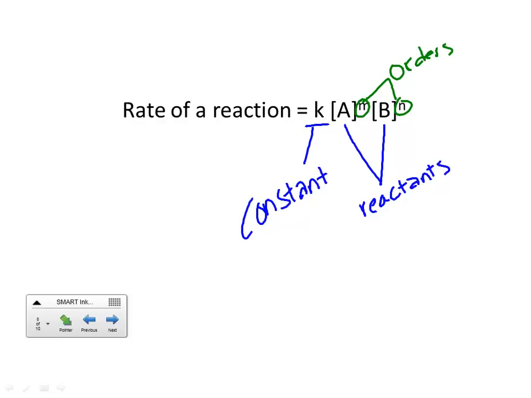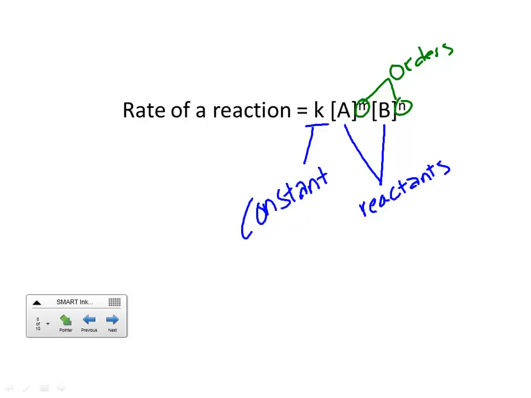We have 2 major types of orders. One is the order of a particular reactant. For example, the order of reactant A is M. But we also have an overall order for the reaction, which would be the sum of M and N, or however many orders there are for this reaction. So we have reactant orders and overall orders.